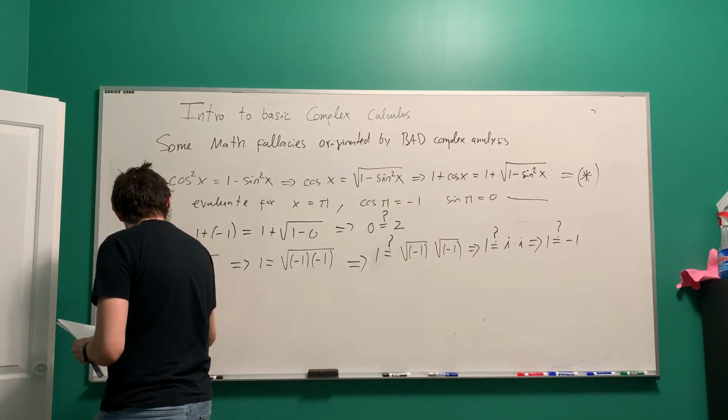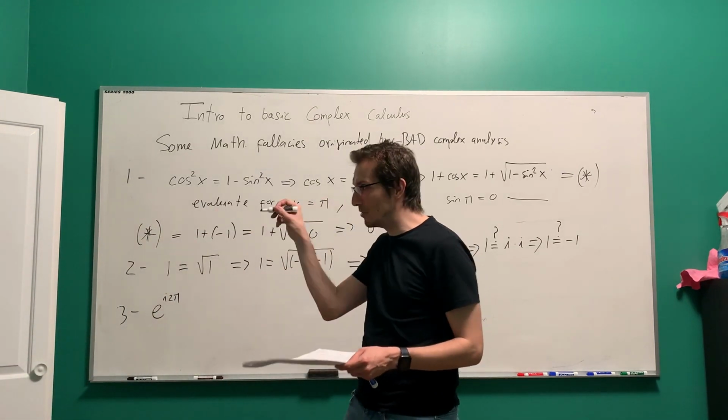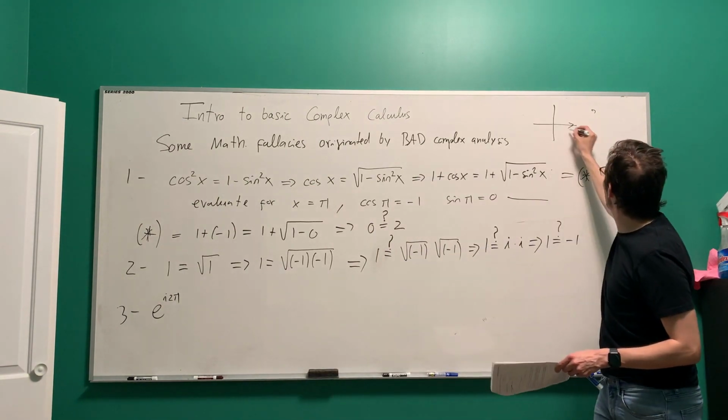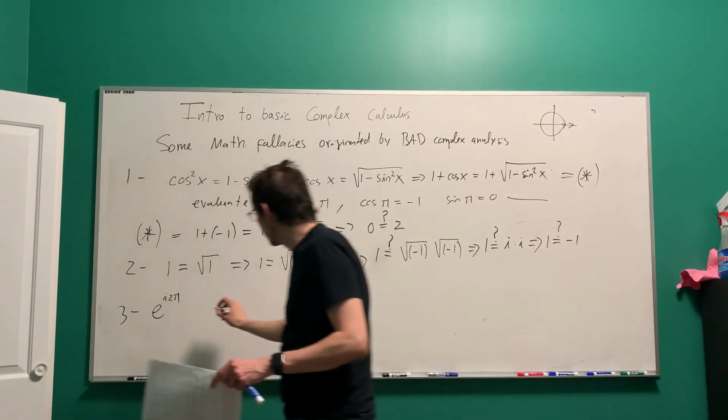I do e to the i times pi. Remember, that was an exponential representation of 1. You take one turn and you start at 1. If you're here, this is 1. You take 2 pi, you are again at 1. So e to the i 2 pi is 1.